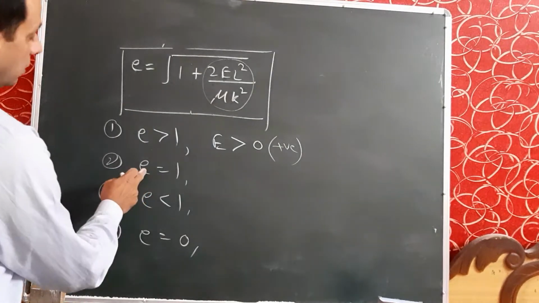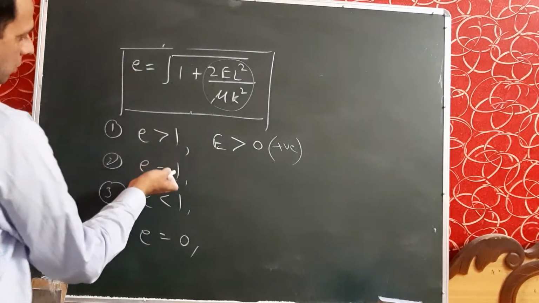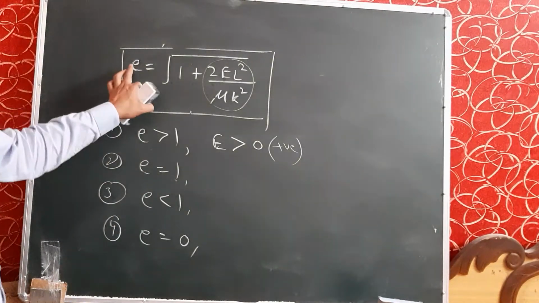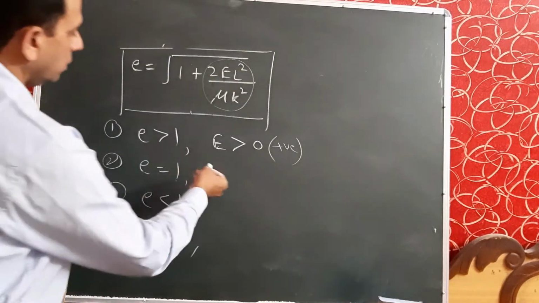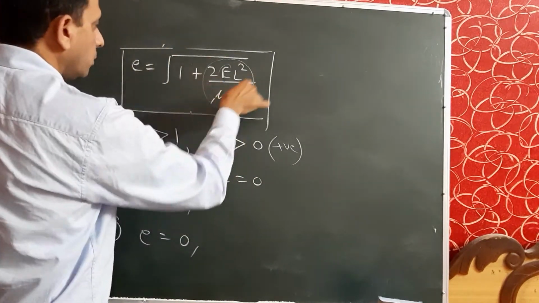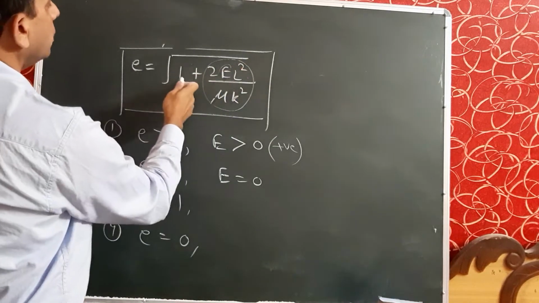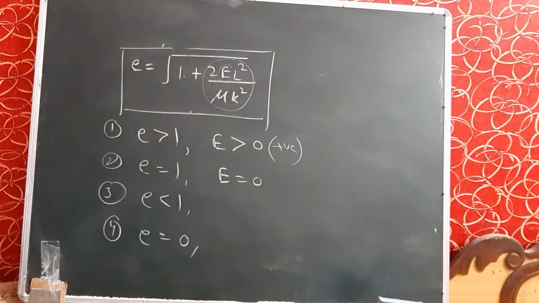And second, small e is equal to 1. How do we get this e equal to 1 condition? e is equal to 1 if this term becomes 0. It means if E is 0, then the whole term becomes 0, and 1 plus 0 is 1, and the square root of 1 is 1. So e is equal to 1. This implies capital E is equal to 0.